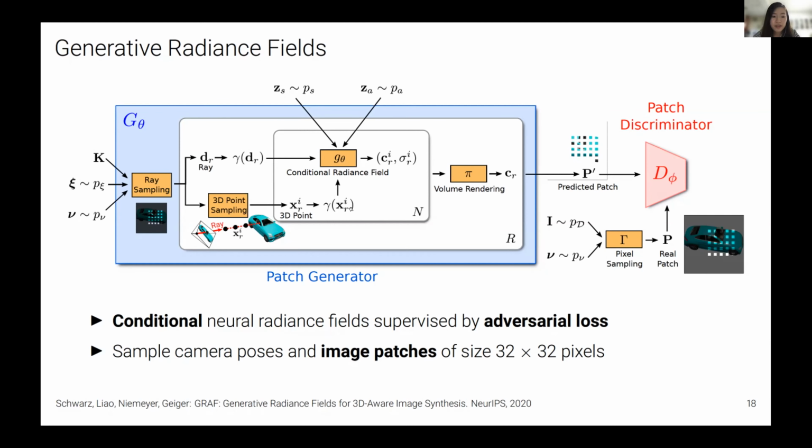In this case, when we train the model, we sample camera poses from a given distribution, as well as image patches of size 32 by 32. This means during training, we always generate only a single patch and fit this patch into the discriminator. The discriminator also samples a real patch from the real world images to tell whether this patch is real or fake. So this patch-based discriminator allows us to maintain the GPU memory consumption during training, no matter which resolution we train on. And during inference, the generator can then generate the full image.